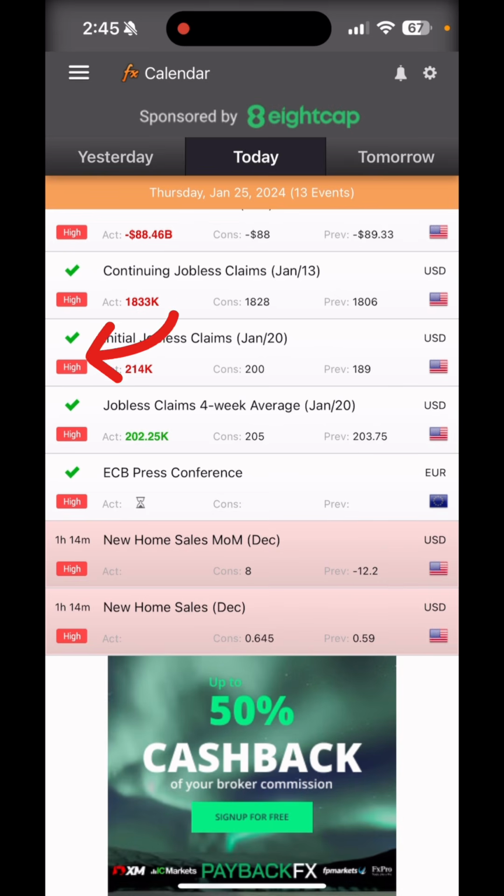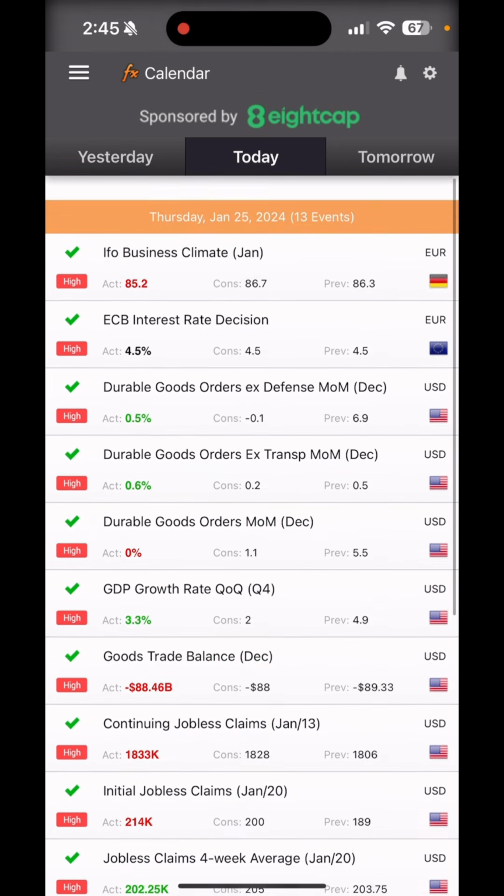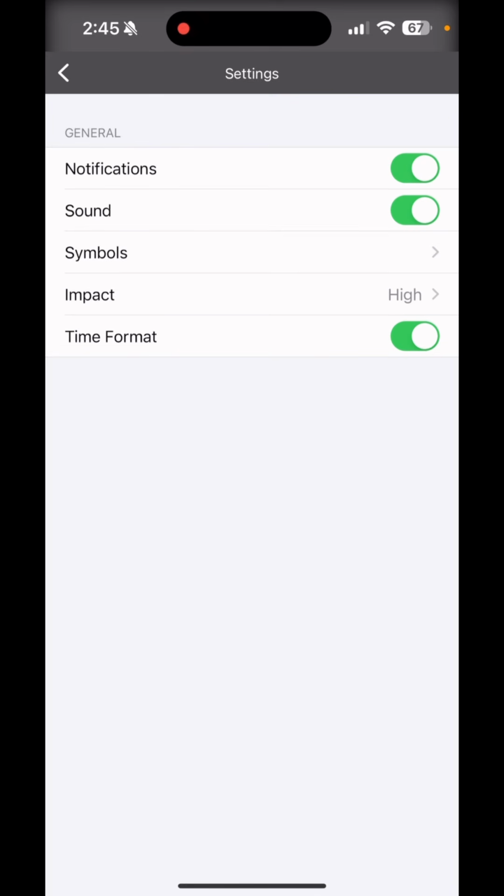If you check these badges here, you see high. It is only filtering and showing me high impact news. All right, so that is the filter you are going to use. Let's go back to that filter.